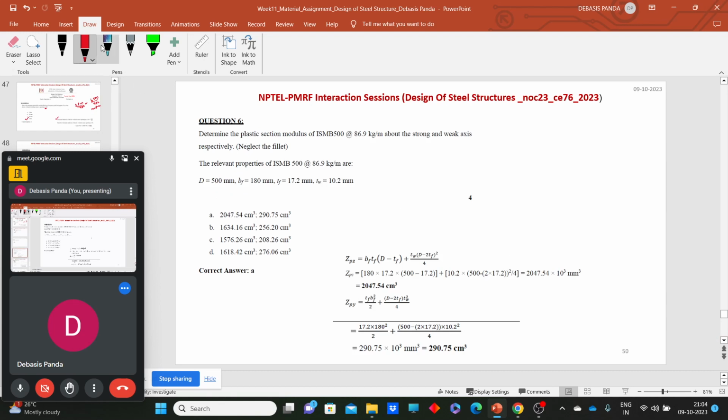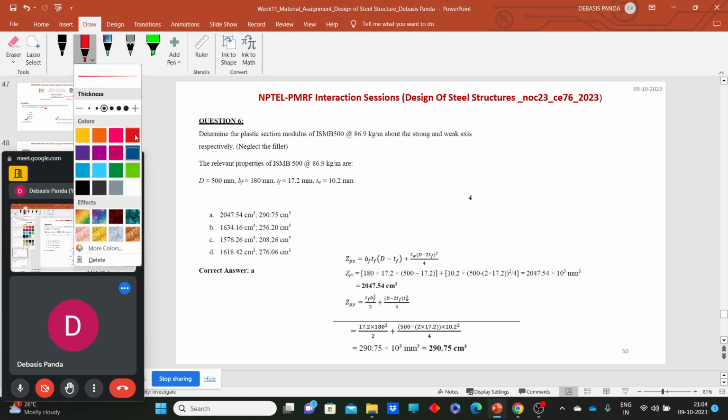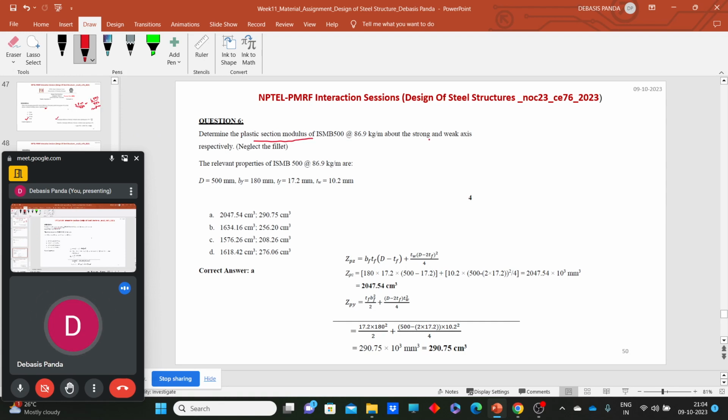Now, what does the next question say? Okay, so here we need to calculate the value of ZPY, I think. Okay, so determine the plastic sectional modulus about the strong and weak axis respectively. So strong and weak axis means, for a section, say here an I section is given. So for an I section, what is the strong axis? Obviously the ZZ axis. So you need to calculate the required sectional modulus with respect to that ZZ axis and also with respect to that Y axis.